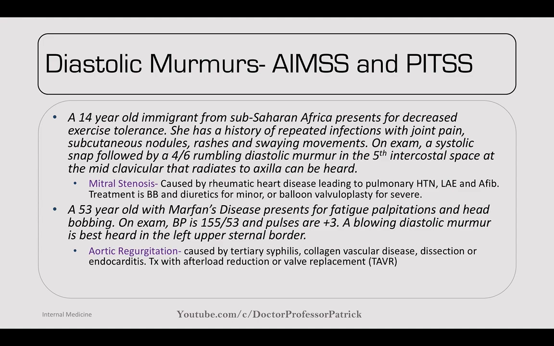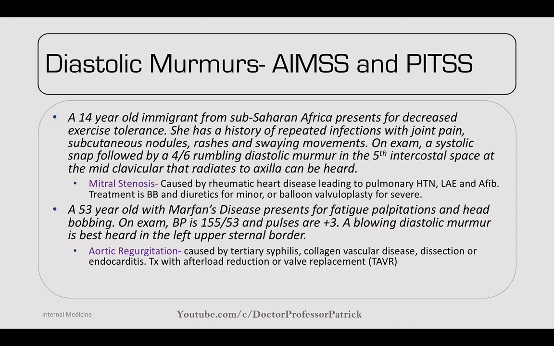On exam, an opening snap followed by a 4 out of 6 rumbling diastolic murmur is heard in the 5th intercostal space at the midclavicular line that radiates to the axilla. So this is once again in the mitral auscultation point, but this is during diastole, so we can assume this is mitral stenosis. And this particular instance is caused by rheumatic heart disease, so the repeated infections with joint pain, subcutaneous nodules, rashes, and swaying movements, or Jones criteria, we'll get to later.